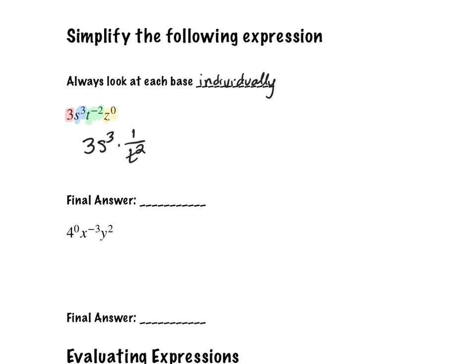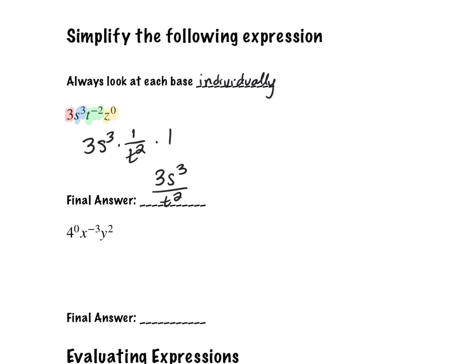There's my last base. So z to the 0 power, it's a 0, is going to be 1, right? So now I just combine this all as one thing. So that 3s cubed, right? I know I have a t squared, right? And then I'm just not going to write that times 1, because multiplying by 1 is just itself, right? So I don't need to multiply by 1. So there's my final answer.